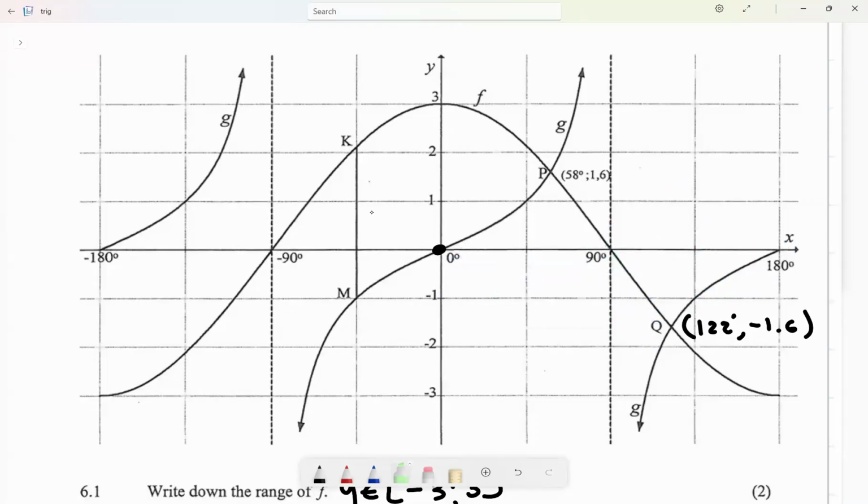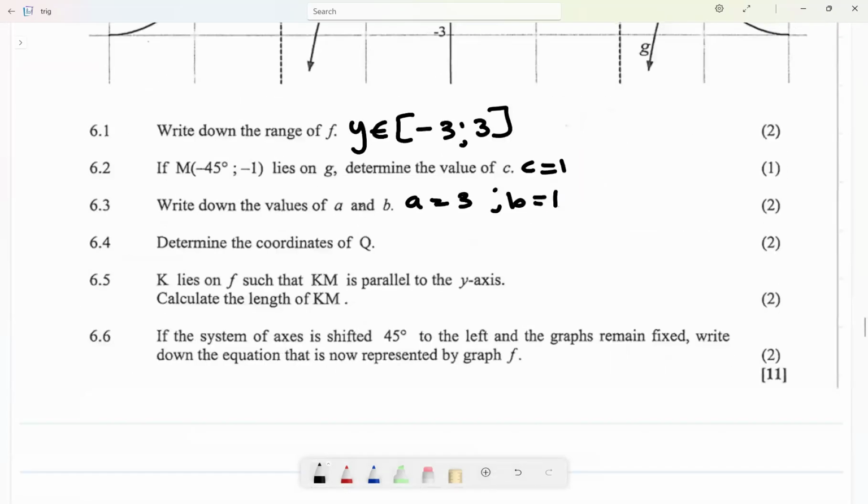And another thing that you should remember is that when I'm having a general solution for a graph of sine or cos, let me see. No, let me leave it. It's fine. But yeah, that's basically that. 122 and negative 116.